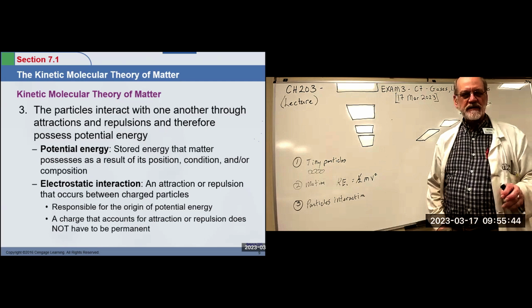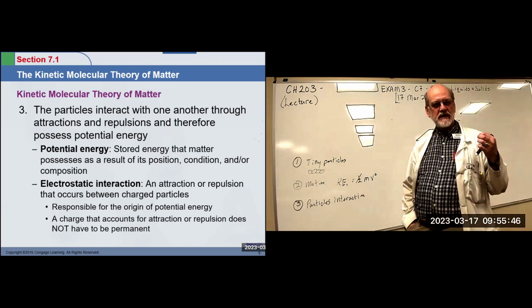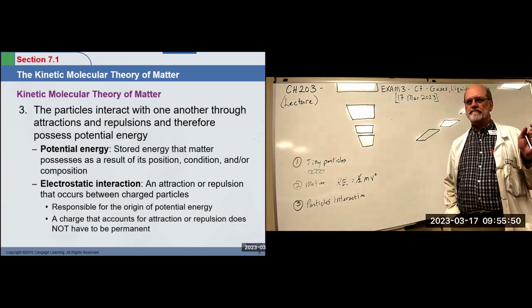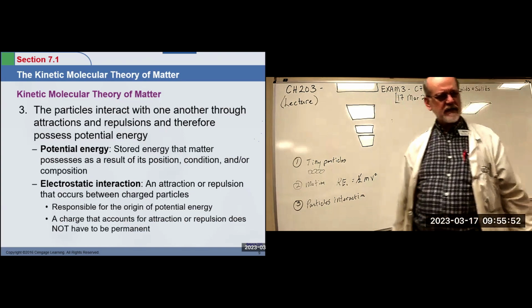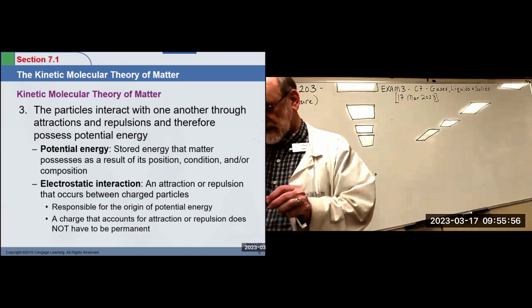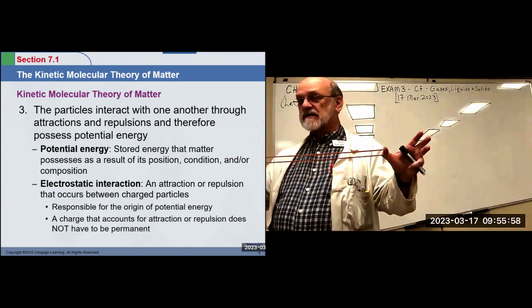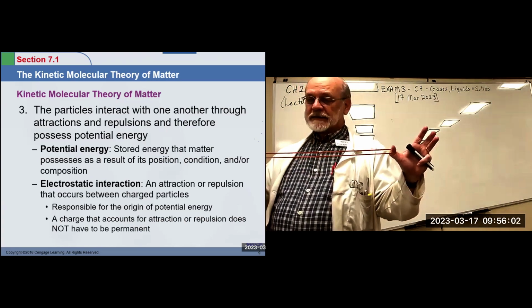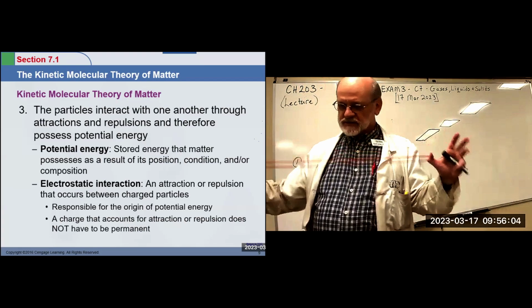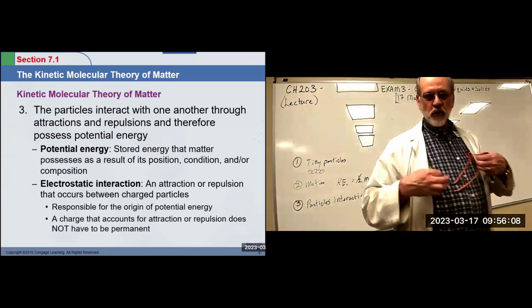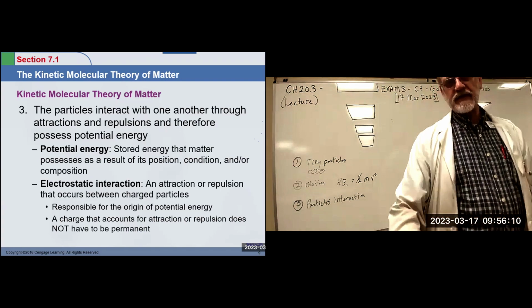You can also get potential energies of certain conditions, like, for instance, if I take this rubber band and I stretch it, I'm storing potential energy in that stretched rubber band. You can do that with a stretching force or with a compression force, and you can store energy in a substance.